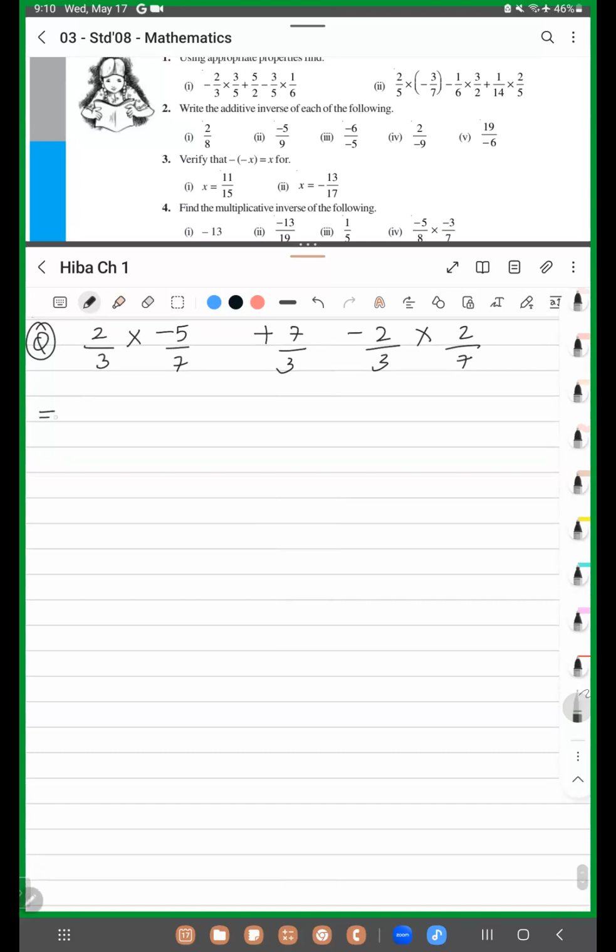Tell me the next step. Now tell me what to write here. 2 by 3 multiplied by minus 5 by 7 plus 7 by 3. 2 by 3, 7 by 3 multiplied को हम 7 by 3 को हम साइड में नहीं हटा देंगे. This is one term. This is one term. It is one term. तो 7 by 3 को पहले हम साइड कर देते हैं, है ना? Yeah. So plus 2 by 3 multiplied by minus 2 by 7. Okay. Very good. Is it correct? Yes, it is correct.